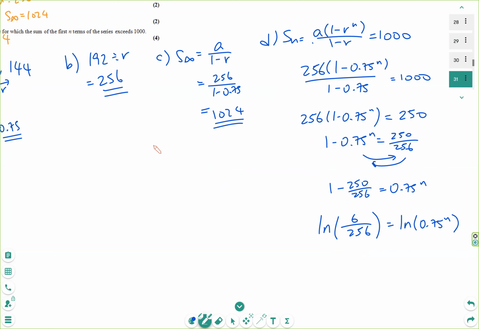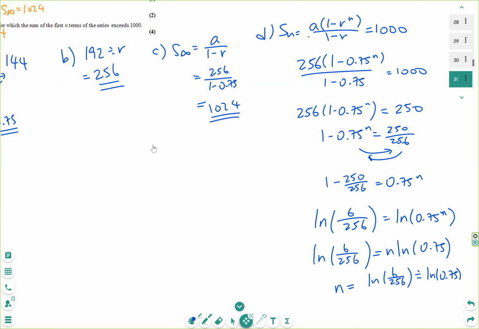Now, why do we take ln? Because n is in the power. Whenever the variable is in the power, ln or log helps you solve the problem, because of the power law, it allows you to take the power down. So ln of 6 over 256 equals n ln 0.75, so n equals ln of 6 over 256 divided by ln 0.75. I think you should get 13 point something. Yep, 13.04.